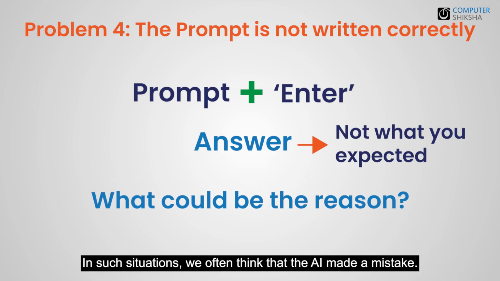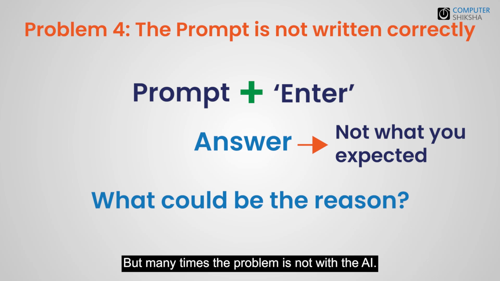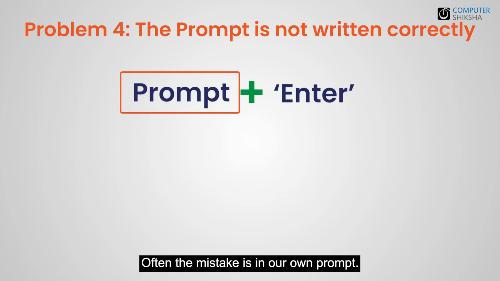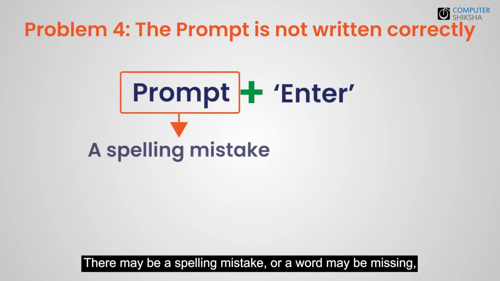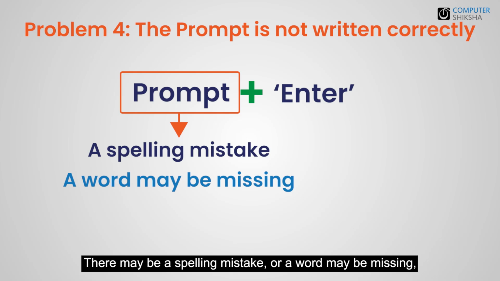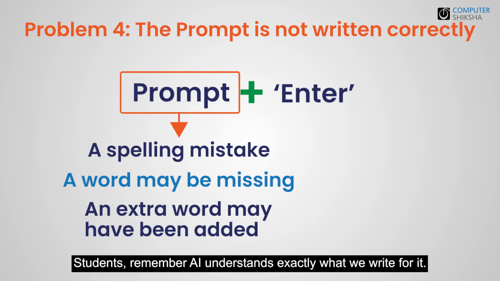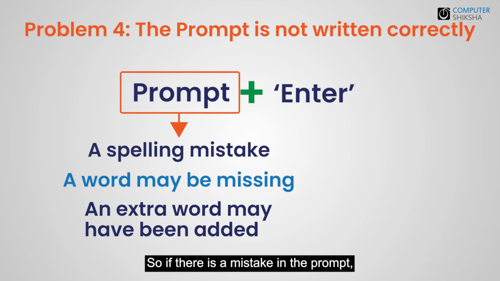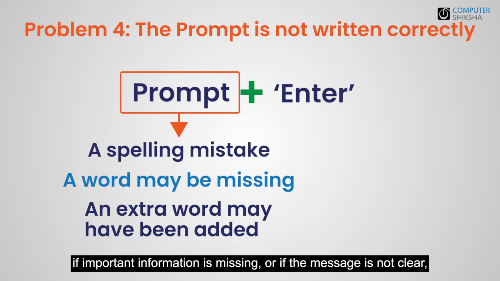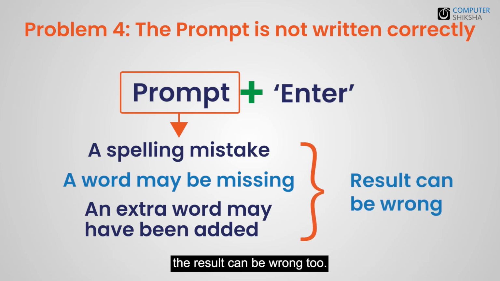In such situations, we often think that the AI made a mistake. But many times, the problem is not with the AI. Often, the mistake is in our own prompt. There may be a spelling mistake, or a word may be missing, or an extra word may have been added by mistake. Students, remember, AI understands exactly what we write for it. So if there is a mistake in the prompt, if important information is missing, or if the message is not clear, the result can be wrong too.